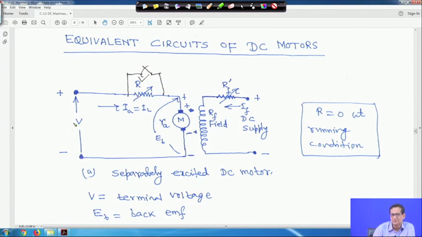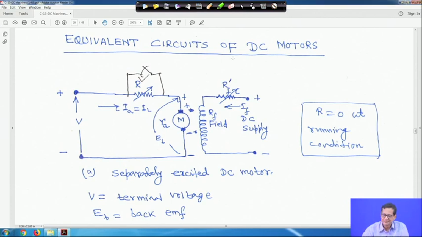And regarding the starter, we will not study DC machine starters in this course, but as soon as speed picks up, slowly you cut down the resistance, and R becomes equal to 0. Once R is 0, at running condition, you close this SPST switch such that this will be completely cut off and this will be the path, right. So, this is your separately excited DC motor, and V is the terminal voltage and EB is the back EMF.